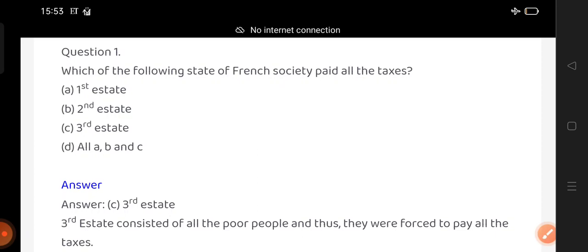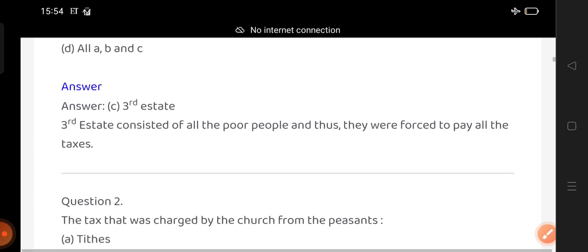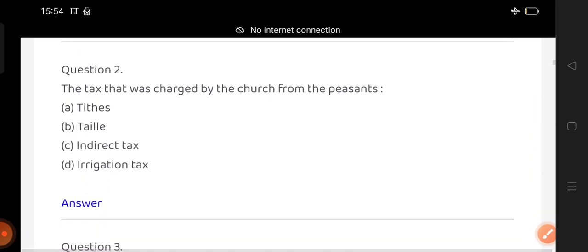Okay, so now let's move to the next question. Question number 2. The tax that was charged by the church from peasants. That means the tax which was imposed by the church. Which tax was imposed by the church?